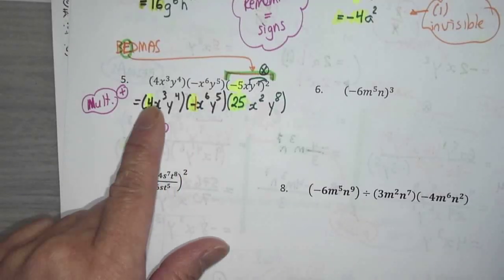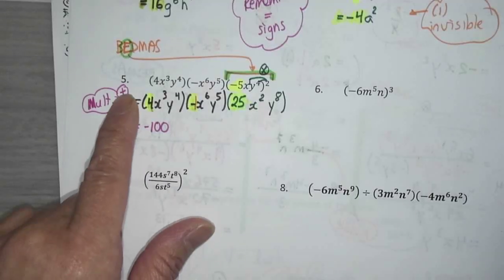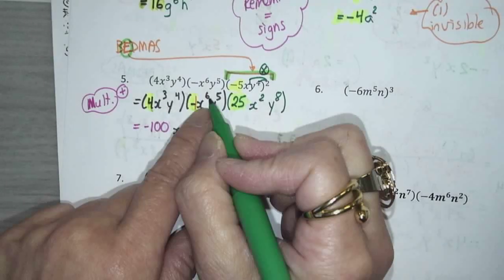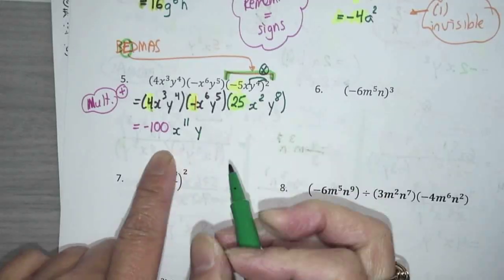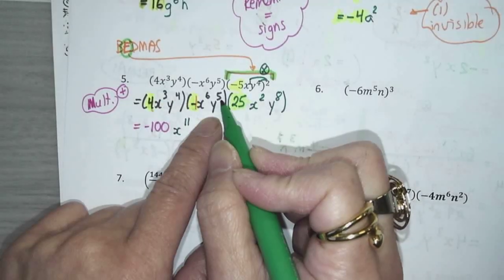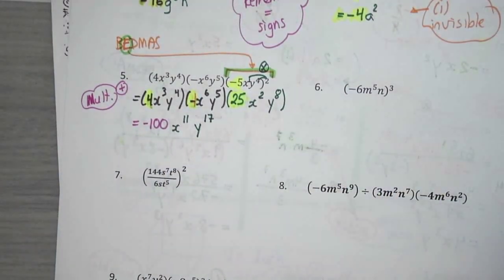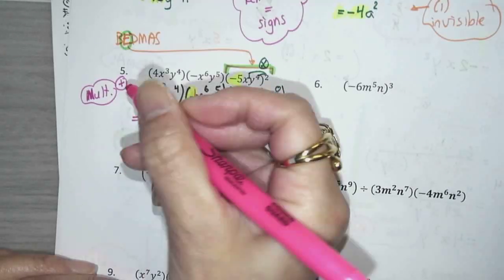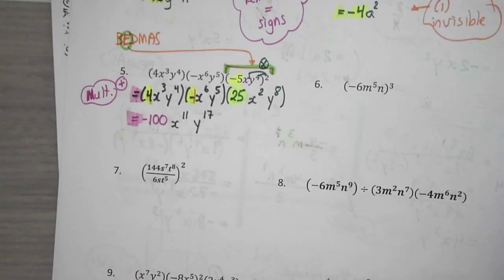And then over here, we have x to the 3, x to the 6, and x to the 2. And we're multiplying, which means I add the exponents. So we're going to go 3 plus 6, that's 9, 10, 11. So 11. How about the y's? I have 4 plus 5, so 9, plus 8, so 17. And that's it. And remember your equal signs. So again, you always want to remember these equal signs here, equal signs there. So don't forget proper communication.